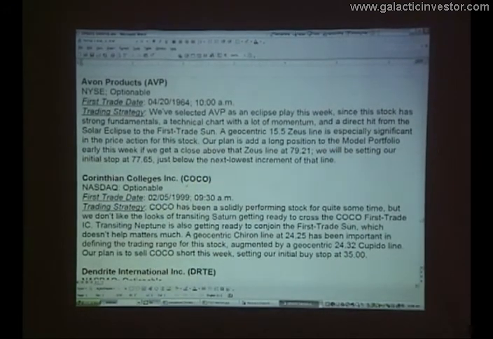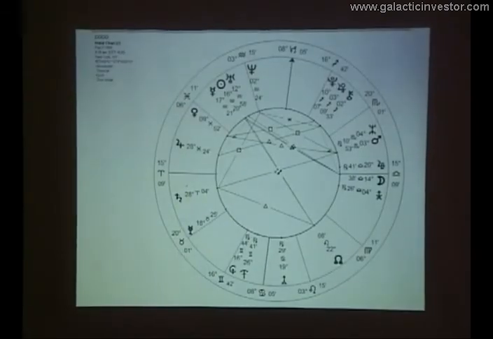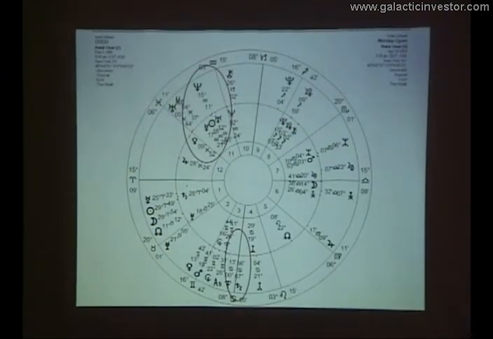Yeah, well, let's take a look at it. It's a complex process, and I'm constantly sifting things. This is the first trade chart for COCO, Corinthian Colleges. And this is what caught my eye about this chart. Two things in particular.